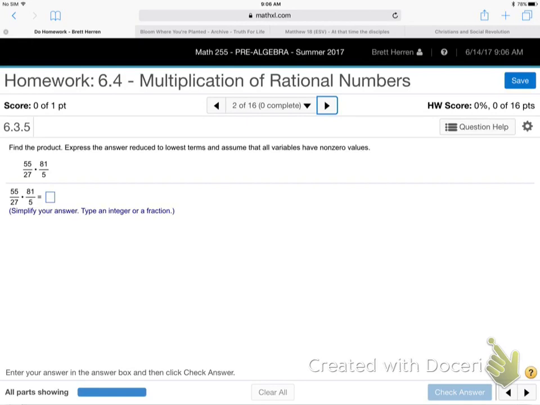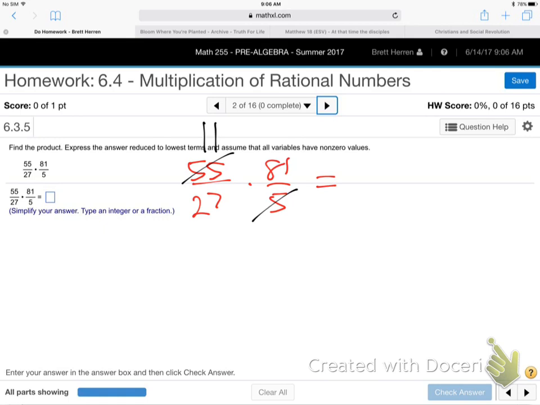Okay, so 55 over 27 times 81 over 5. Now, this one's a little messier numbers. Instead of just multiplying straight, we can cross-cancel. So what I mean is, 5 goes into 55, remember? Remember cross-canceling? 5 goes into 55 11 times. Just divide in your calculator.